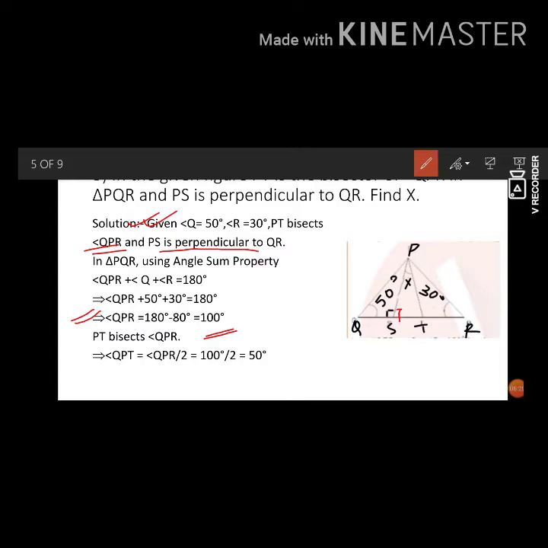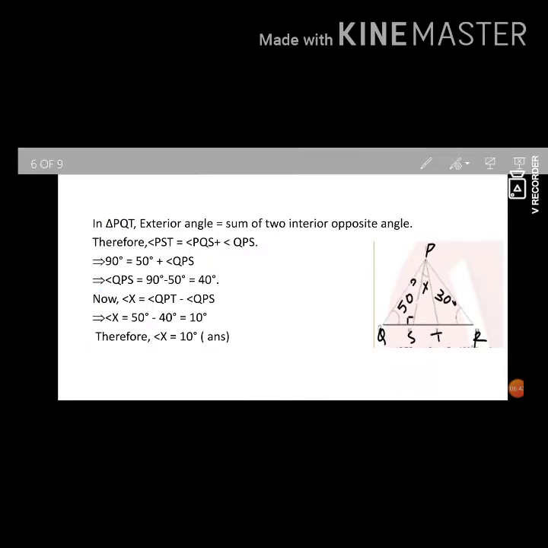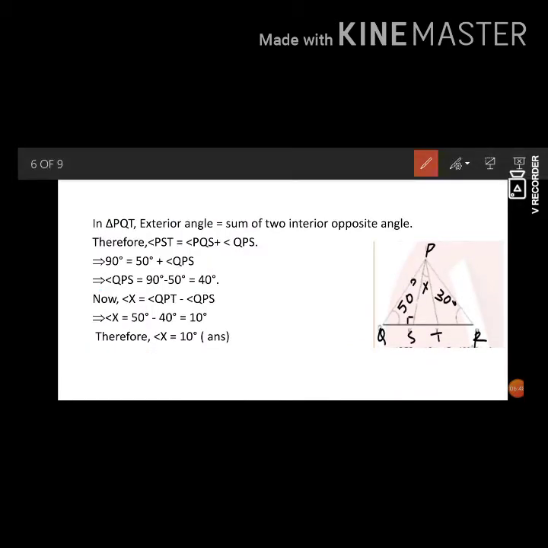Now it is given in the question that PT bisects angle QPR. Bisects means divide. So angle QPT should be equal to half of angle QPR. QPR is 100, so half of 100 is 50 degrees. Now in this sum, the sum still continues.